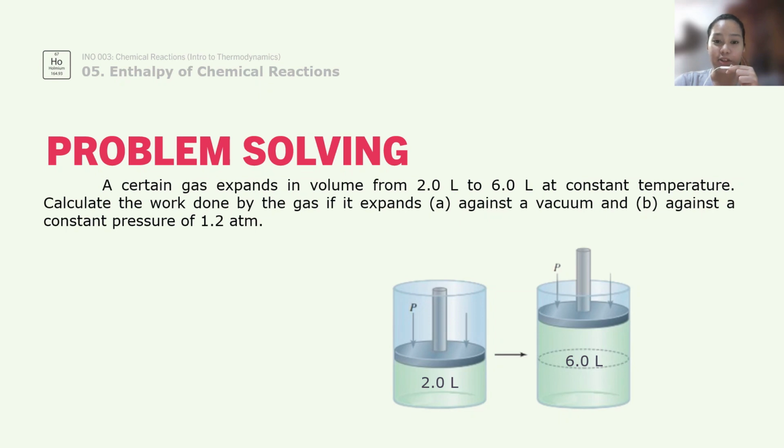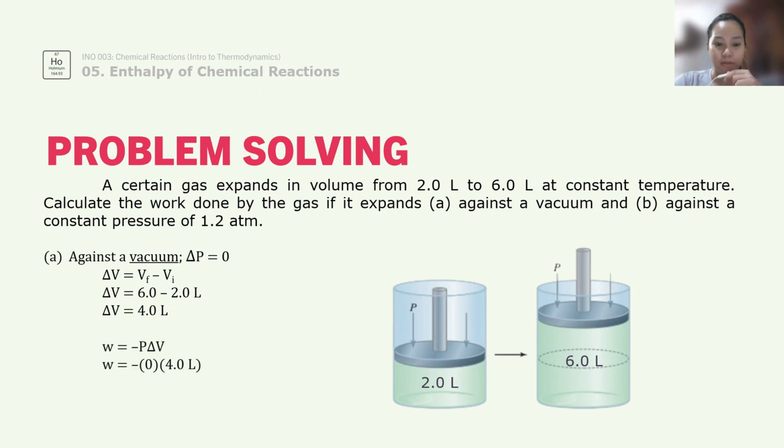Let us first solve its expansion against a vacuum. Using the initial and final values of volume, we will get a change in volume of 4 liters. We can use this to determine the amount of work done in the problem. The value of pressure is 0 since it takes place in a vacuum. Inserting the values in the equation of work, we will arrive at a value of 0, which indicates that no work is done in the first condition.